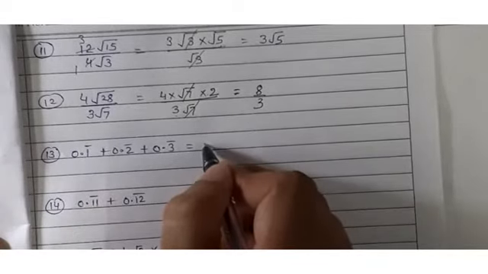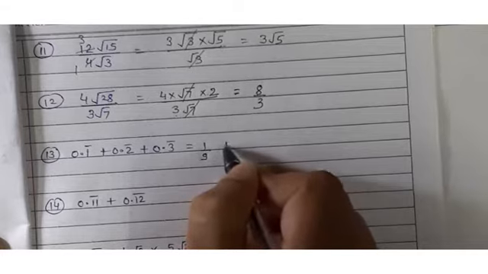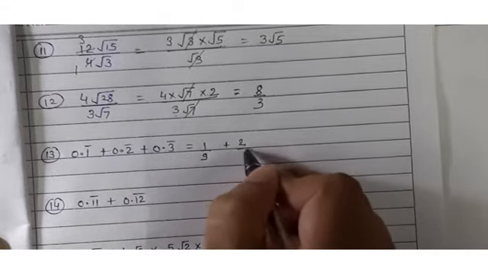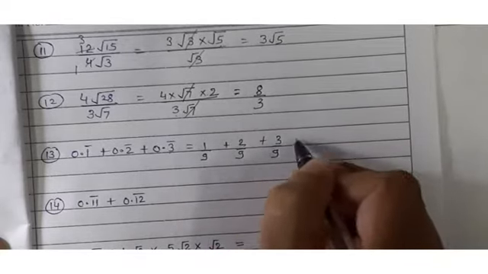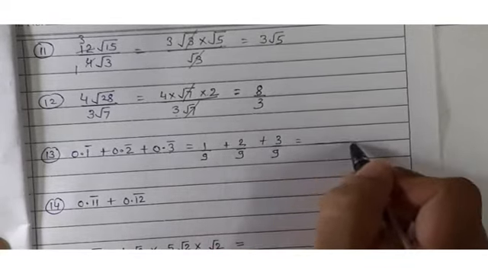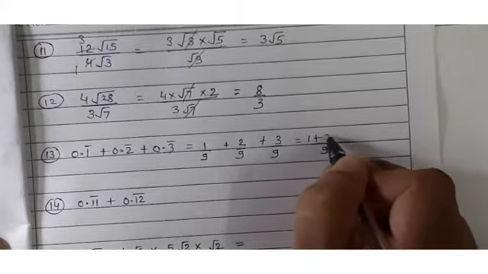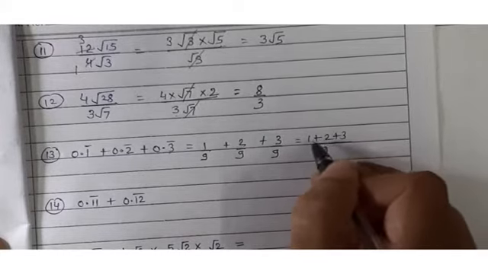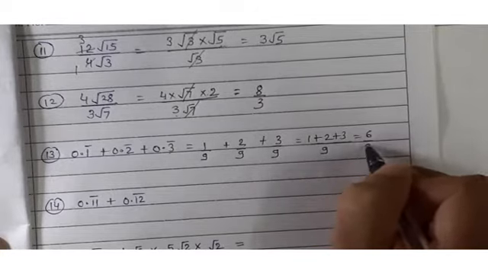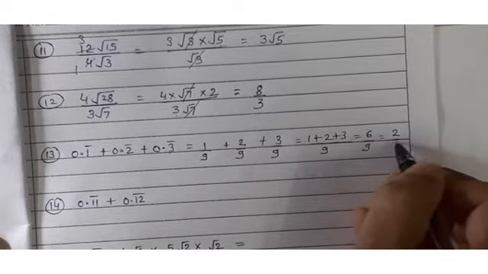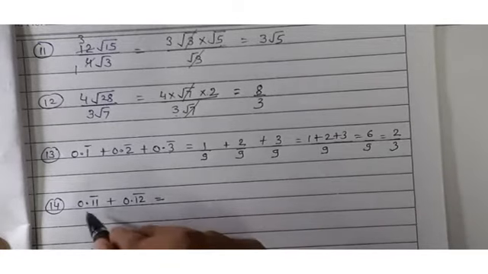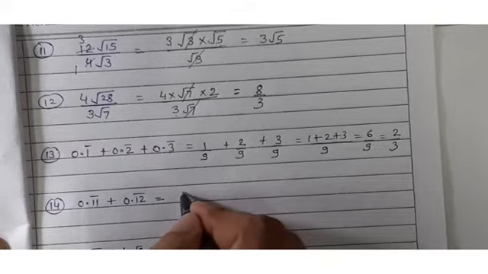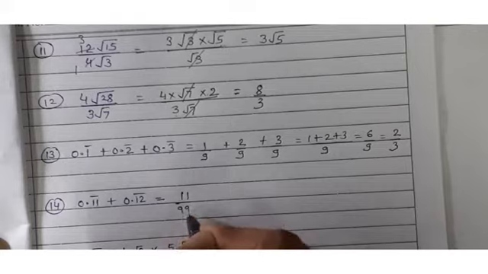Okay, come on. 0.1 bar, can I write 1 upon 9? 0.2 bar, this is 2 upon 9. 0.3 bar is 3 upon 9. That we know. 9 is the LCM. This is 1 plus 2 plus 3. 3 plus 2 is 5. 5 plus 1 is 6 upon 9. Then simplification will be 2 upon 3. Okay. Then 0.11 bar. So we can write 11 upon 99.